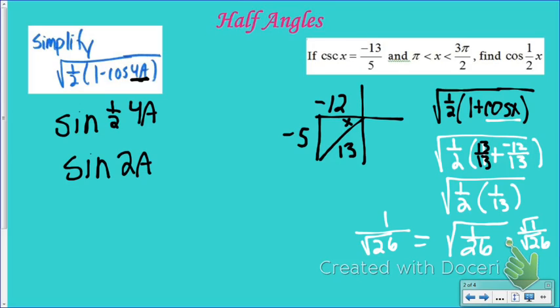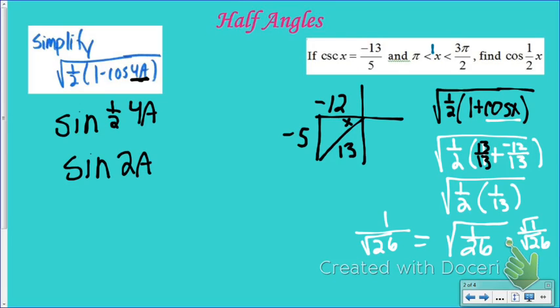Now the last thing on here I want to pay attention to is if you look on your formula chart, all of these formulas have a plus or minus in front of them. So in order to figure out if this should be positive or negative, I need to go back to what was originally given to me. Okay, so originally it said that x is in between pi and 3 pi over 2. I'm finding the cosine of 1/2 x. So what I need to do is figure out which quadrant 1/2 x would be.